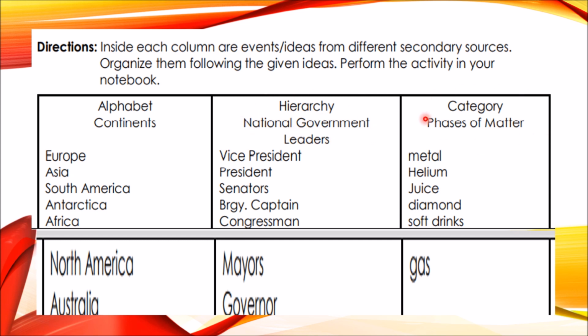For category, phases of matter. Okay, you have to categorize this one: the metal, the helium, the juice, diamond, soft drinks, and gas. So, for example, the helium, it's a gas. We have to categorize it. Okay?